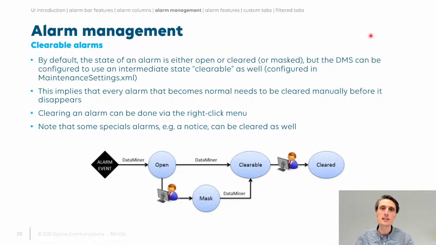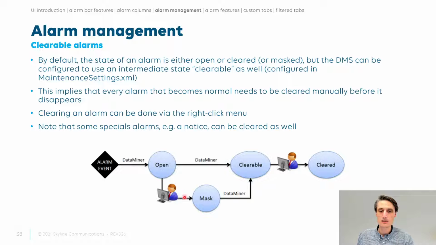Last but not least, I do have the clearable alarms. That's a special case because this is not activated by default. What is this about? It is actually introducing a new state of your alarms. I mentioned before that an alarm, whenever it's being picked up by the DataMiner system, it is open, or when it disappeared, it's cleared. Forget about the middle option here, it's cleared. Whenever it's cleared, it's gone, it's green, it's out of my window and I don't see it anymore, it's in the history somewhere because I don't worry about it anymore. It's not in my active alarms anymore.